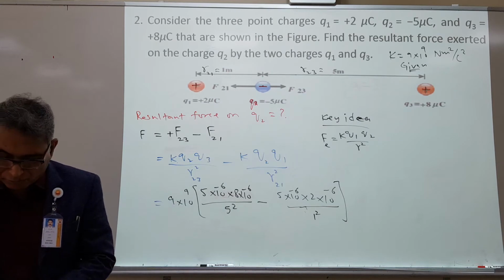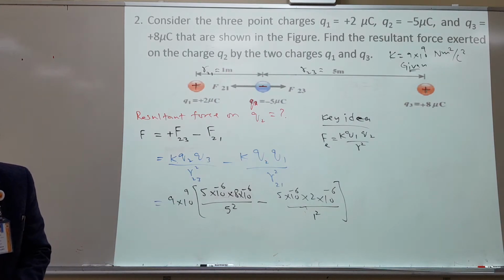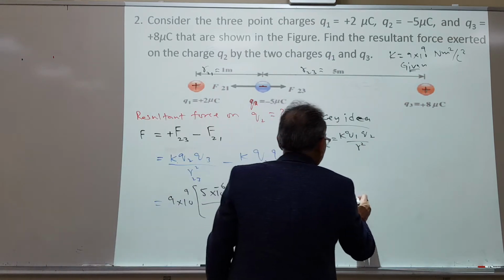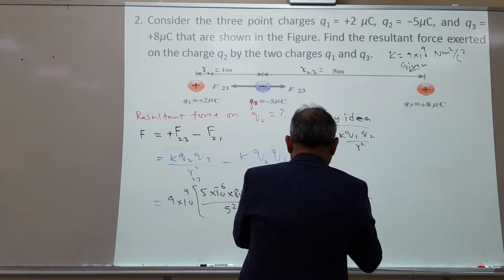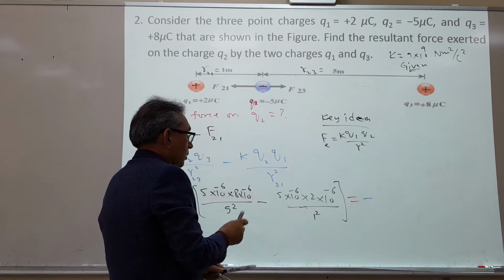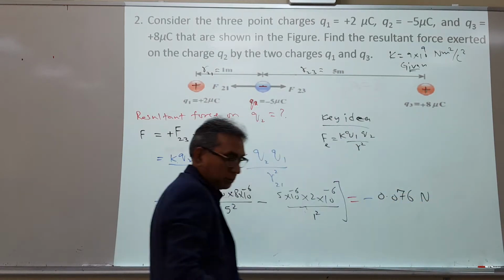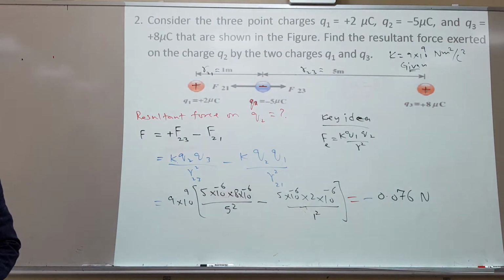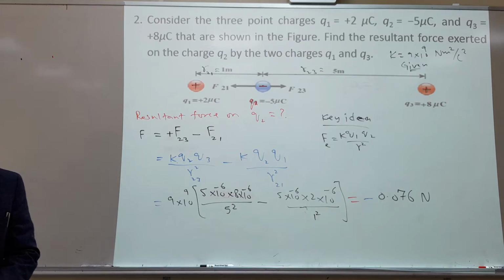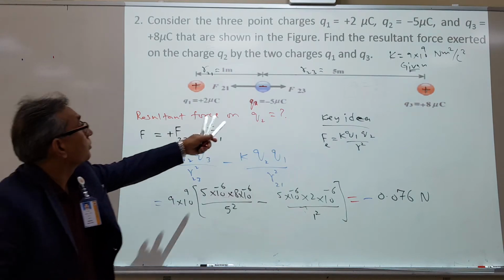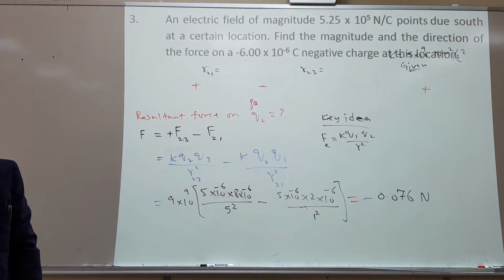So finally you would get minus 0.076 Newton. So this is your answer for the resultant force on the charge, which is here. Next question.